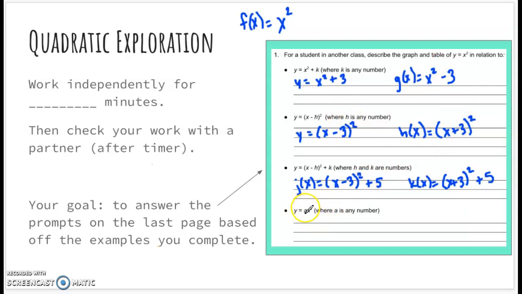Okay, and then same thing here. The last thing I want you to look at is this leading coefficient, this a value. What happens when you have a 3x squared? Or what happens when you have a negative 3x squared? Or what happens when you have a 1/3 x squared, right? So hop onto Desmos. Remember, desmos.com. Just use the graphing function. You're not doing anything fancy. Just play around with it a little bit. Try some of these graphs and see what happens.